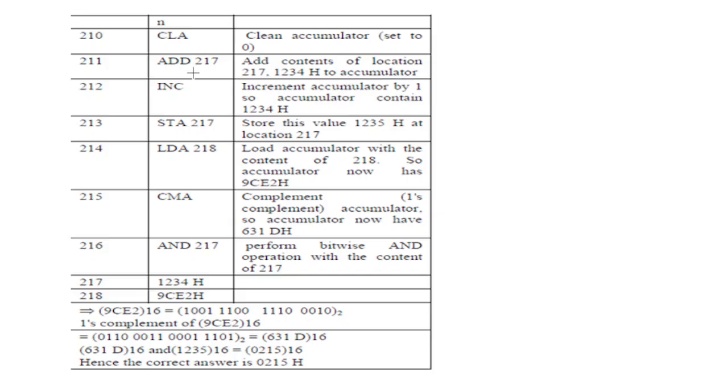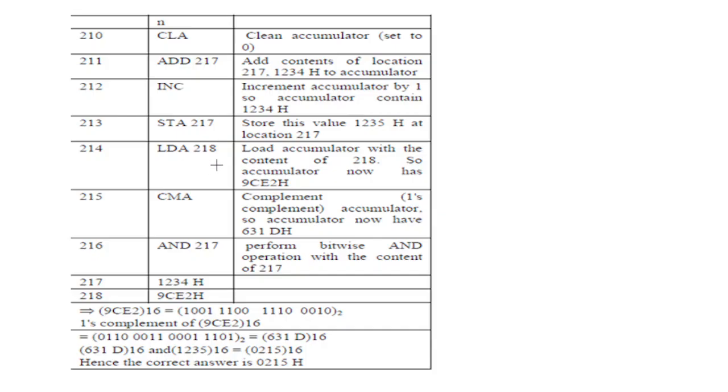We have to add the content of 217. Where is 217 located? Here you can see the 217. Here 1234 is given, so add this 1234 to the accumulator. Then increment the accumulator by 1, so the value 1234 becomes 1235. Then the next instruction is store 217. The 217 value, 1234, is incremented, so 1235 is stored.